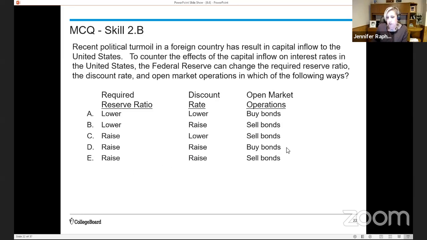So now which one of these two is contractionary? Well, we want to make the money supply smaller, so we want to sell bonds. So E is the correct answer to this question. What makes it 2B is we've determined the outcome we want to achieve, which is an increase in interest rates. And we have to figure out how to get there through multiple means. All right, that's what makes this a 2B.